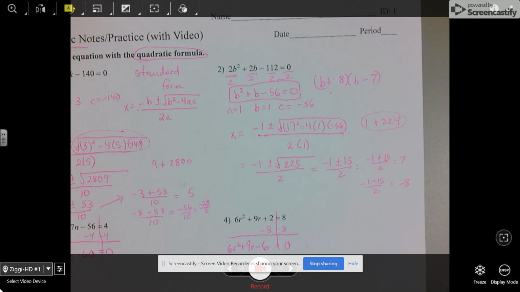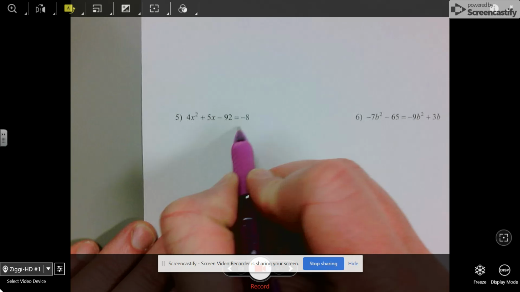Let me do one of these down here. So I need to move everything over. I want everything equal to 0 so this formula actually works. Now I have some big numbers, so be careful using your calculator, but it's the same. Everything's the same. A, B, and C. Opposite of B, plus or minus the square root of B squared minus 4 times A times C, all over 2 times A.